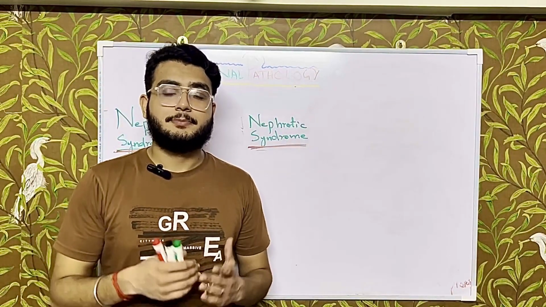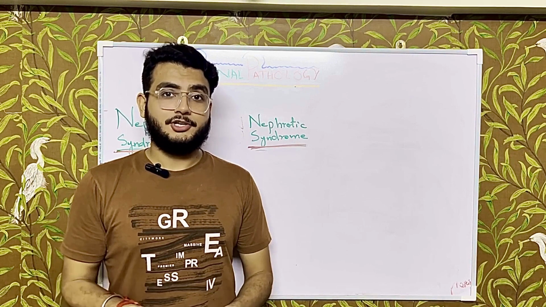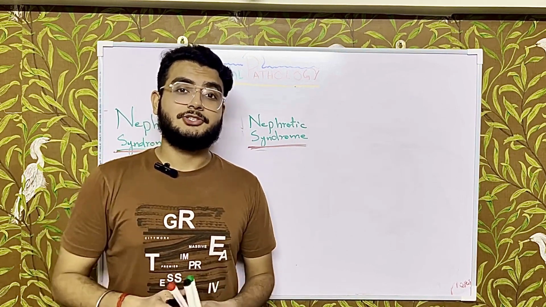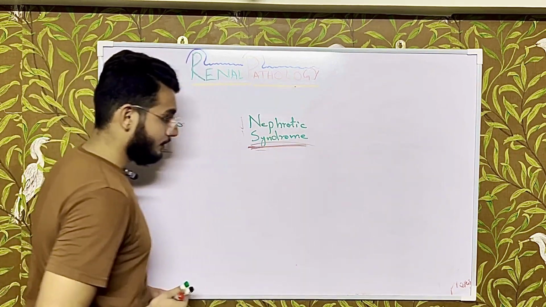So as we discussed in our previous video, on the basis of proteinuria we divide glomerular injuries into two types.